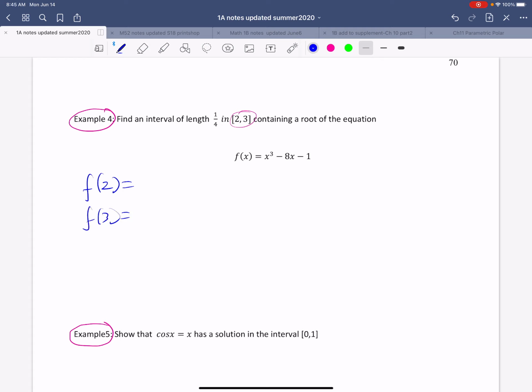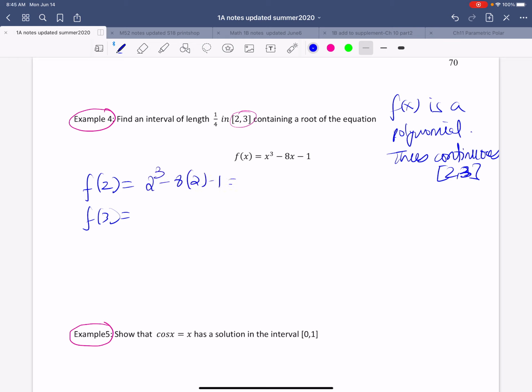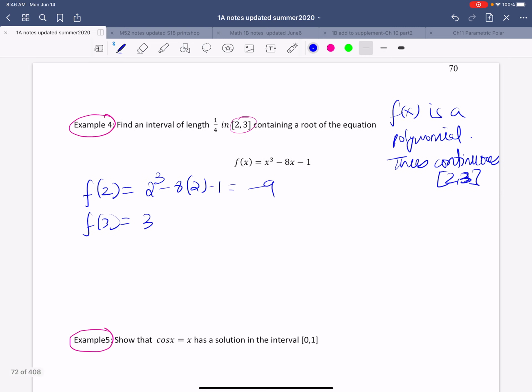Now we also know that f of x is a polynomial, thus continuous over the interval 2 to 3. f of 2 is going to be 2 to the third power minus 8 times 2 minus 1, which is negative 9. And f of 3 is going to be 3 to the third power minus 8 times 3 minus 1. f of 3 is positive 2.